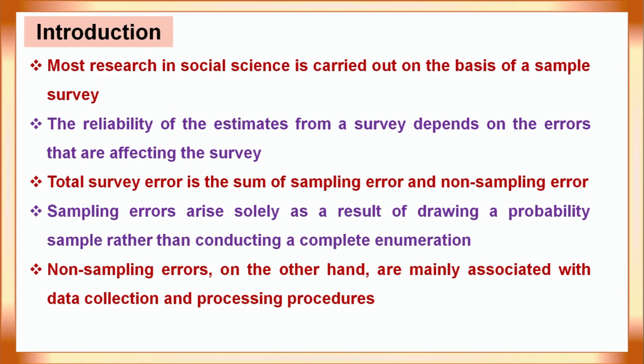On the other hand, non-sampling error is due to adopting a faulty research technique, or it may be a fault in the data processing stage also. If I put it in a different way, sampling errors arise solely as a result of drawing a probability sample rather than conducting a complete enumeration. Non-sampling errors, on the other hand, are mainly associated with the data collection and processing procedure you adopted for your study. Now, we will look into these two types of errors in more detail.